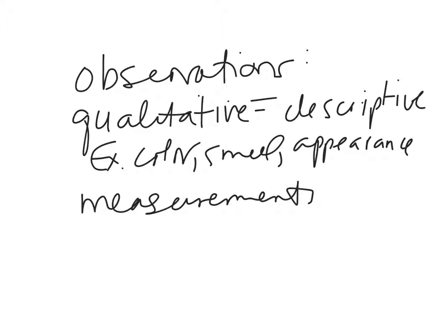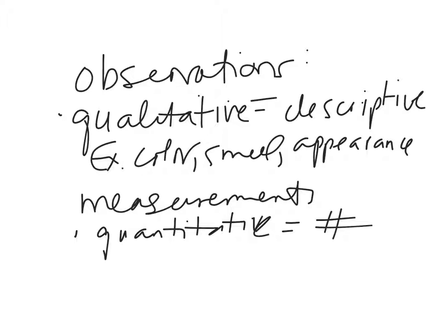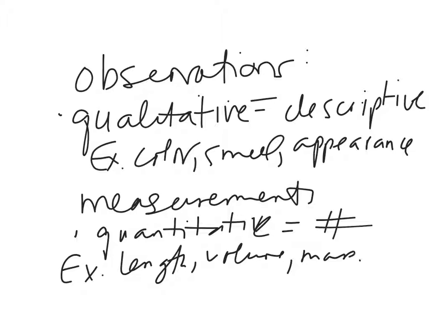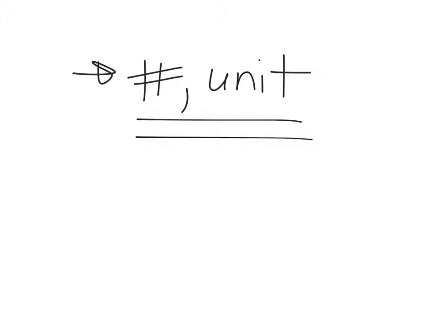Measurements, on the other hand, are quantitative in nature. So that means there's a number associated with it. So that could be things like length, it could be volume, it could be mass, temperature, density even. And these measurements, it's important to note that they always are a number and they always have a unit. You need both of these values to be meaningful.